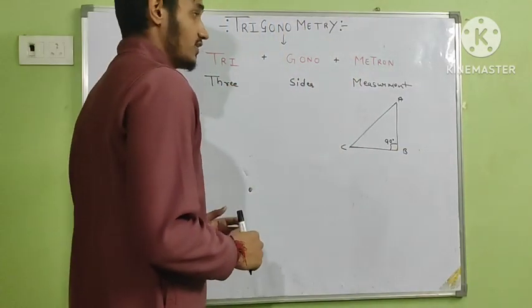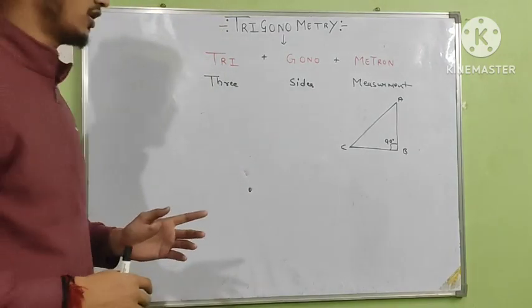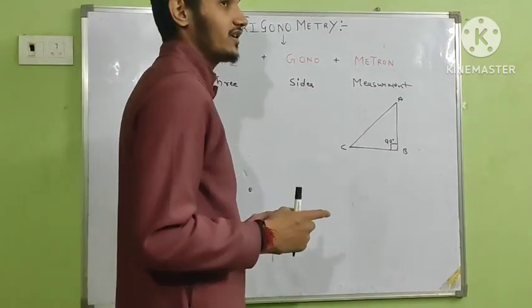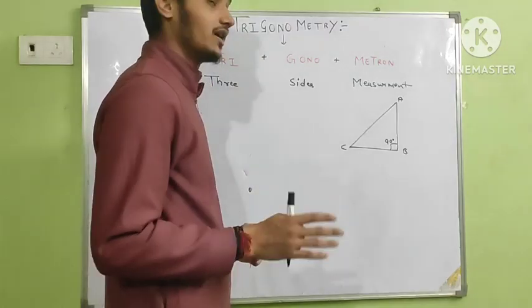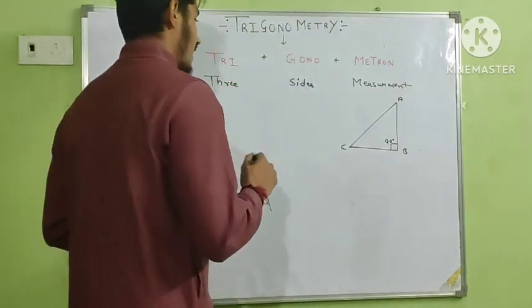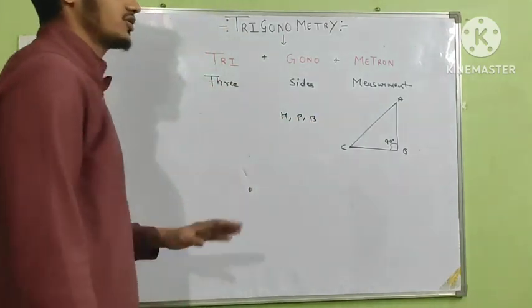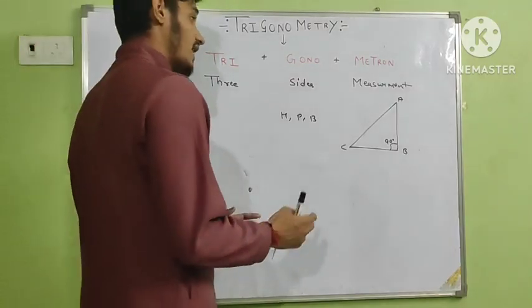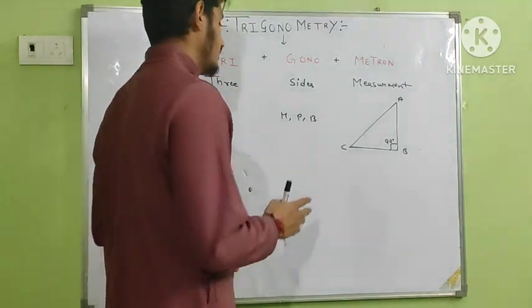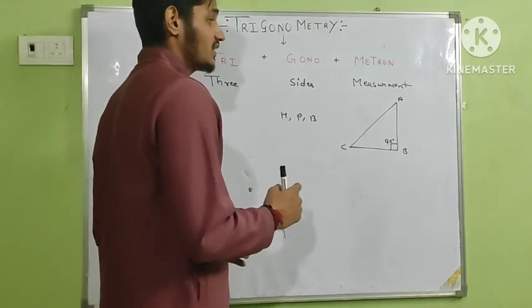So we have to identify the 3 sides of a right angle triangle, because in a right angle triangle specific sides have their specific names. We have to identify which sides are the hypotenuse, perpendicular and base. Those are the 3 sides of the triangle. There is a simple trick to identify which side is hypotenuse, which side is perpendicular and which side is base.